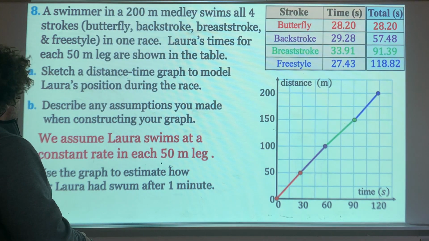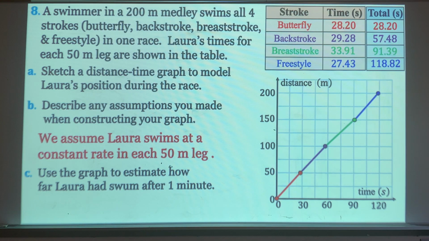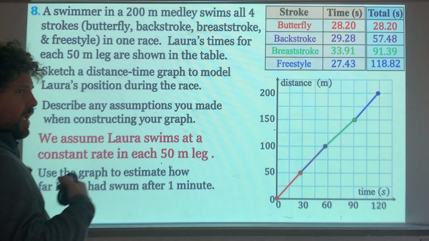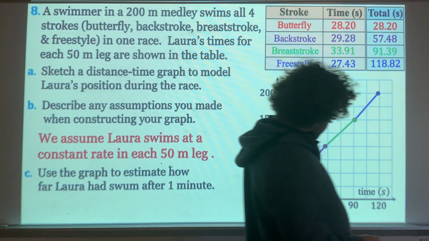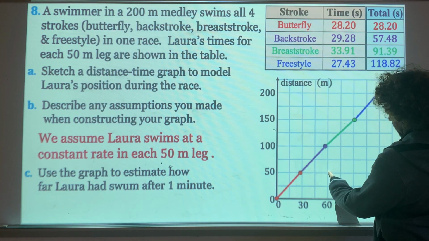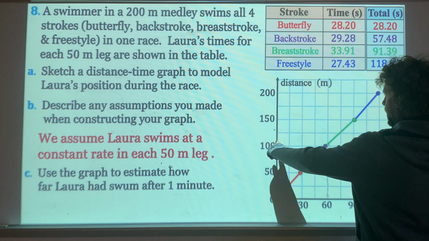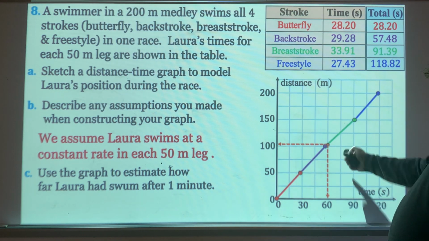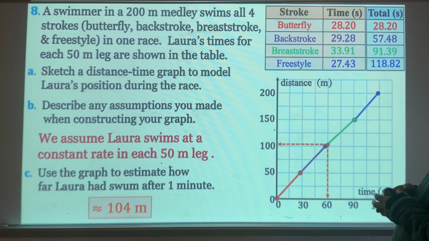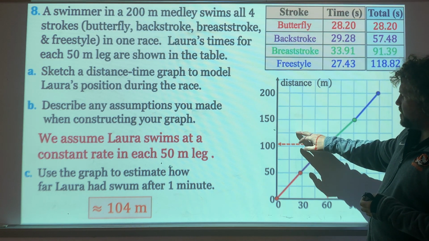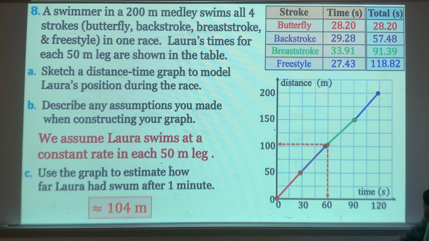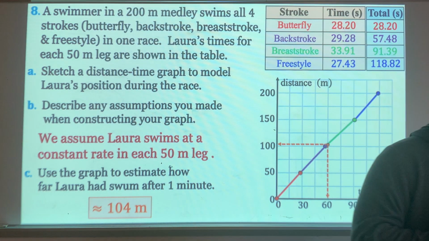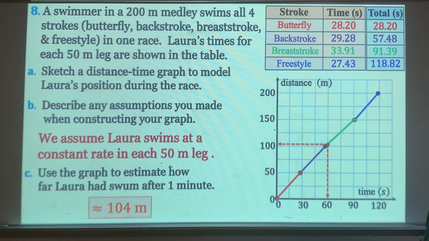estimations. Use the graph to estimate how long she has swum, I didn't even know that was a word, after 1 minute. Well, 1 minute is 60 seconds. So we can go, okay, she swam a little bit more than 100 meters. Using the graph, I'm going to estimate it's about 104. Because this is 100, this is 125. This is a little less than a fifth of the way between the two. And there you go. Problem number 8, all finished.